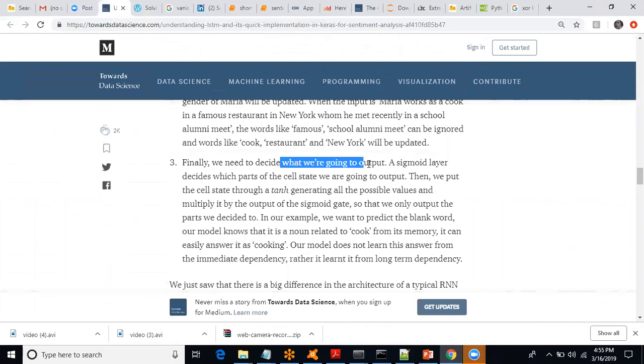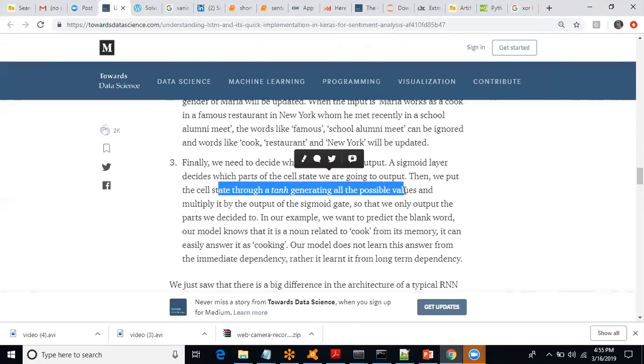So finally we decide to go for the output. The sigmoid layer decides which part of the cell state we are going to output. Then we put the cell state through tanh, generating all the possible values. So first we filter out the good values. Then all the good values will pass through the tanh.